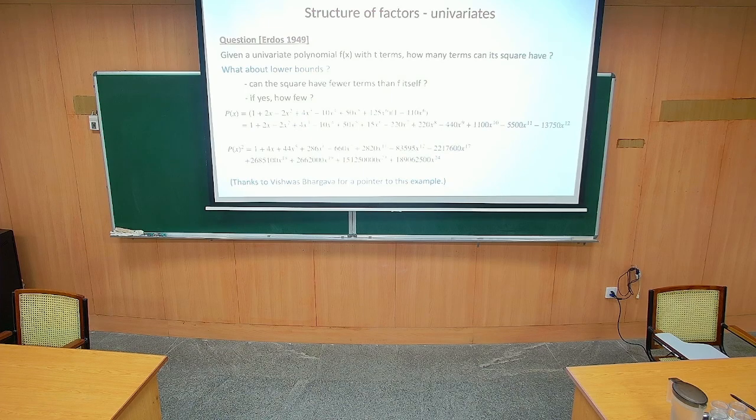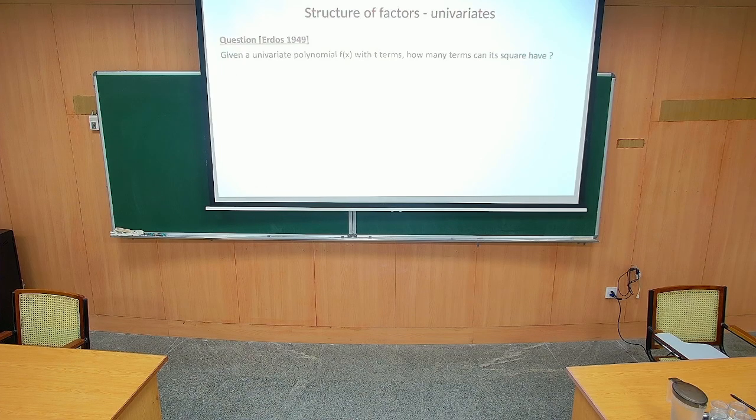Good. Great. So the square can have fewer terms, and then we ask, well, how few? How low can it go? Erdős asked this in '49, and something that I couldn't figure out was whether this paper came before this one or after this one. But Verdenius showed an infinite family of examples where f has t terms, but the square of f has t to the log 8 over log 13 terms.